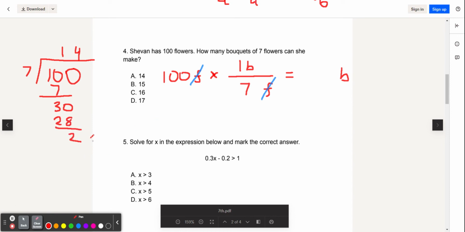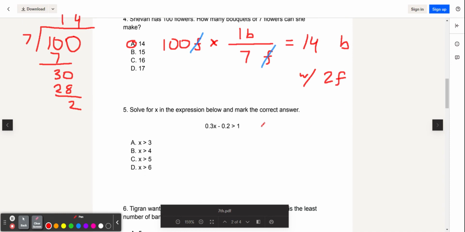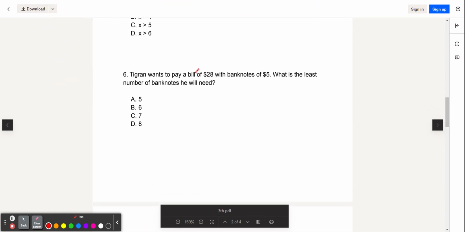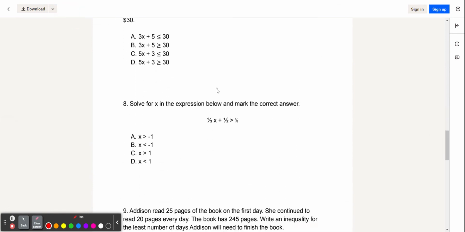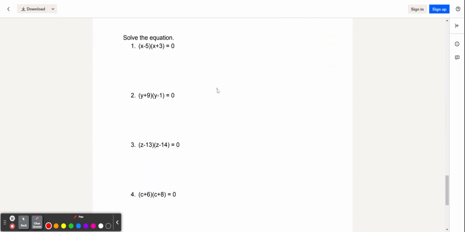We have 2 extra flowers, but that isn't enough for another bouquet. So we can only make 14 bouquets with 2 flowers left over. You can give these to your friends, I guess. Now then, I'll leave this word problem to you, and we'll go over to solving the equation.